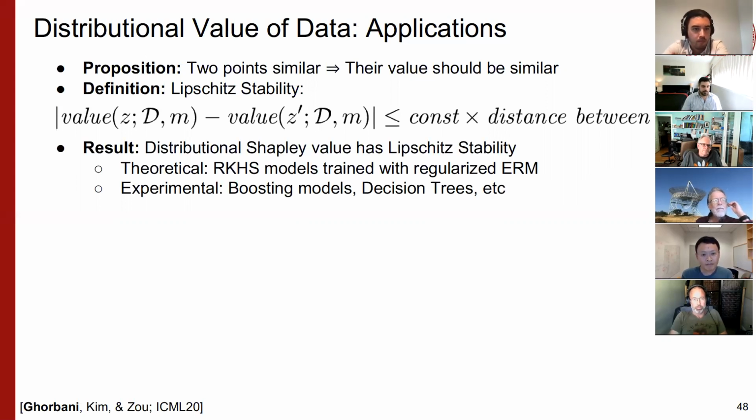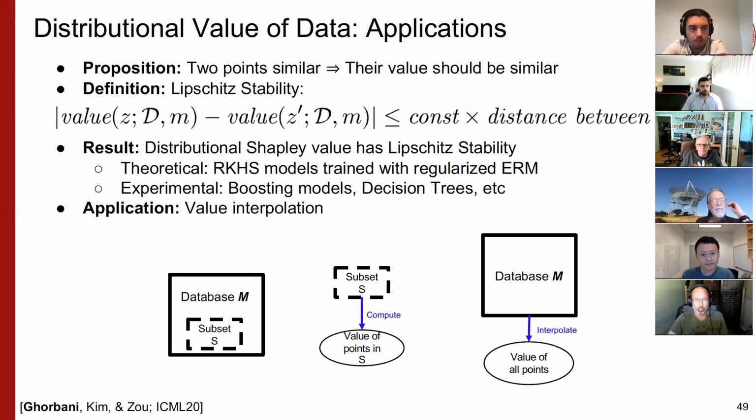In the work, we had theoretical results that showed that for regularized empirical risk minimization for RKHS, this is true. But in practice, for most of the models we tried, this was still present. So you had Lipschitz stability of value in practice. Amirata, yes. Quick question. Under what notion of distance was that? That's a very good question. Some notion of distance. Assume you have some representation space. If it's images, let's say you have some space where the distance has a meaning, wherever you're computing your data Shapley values.